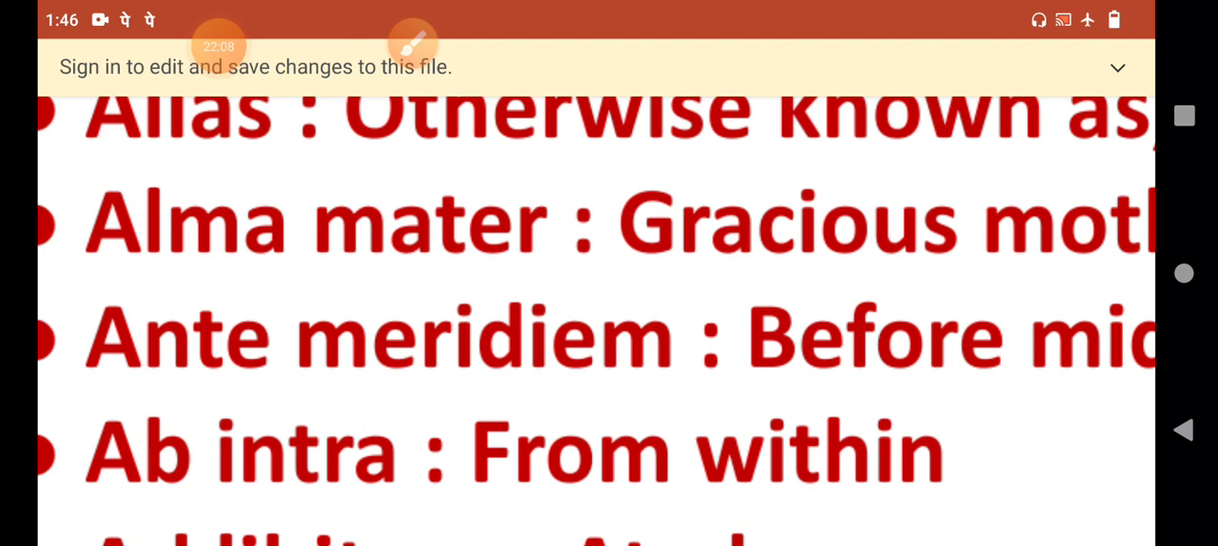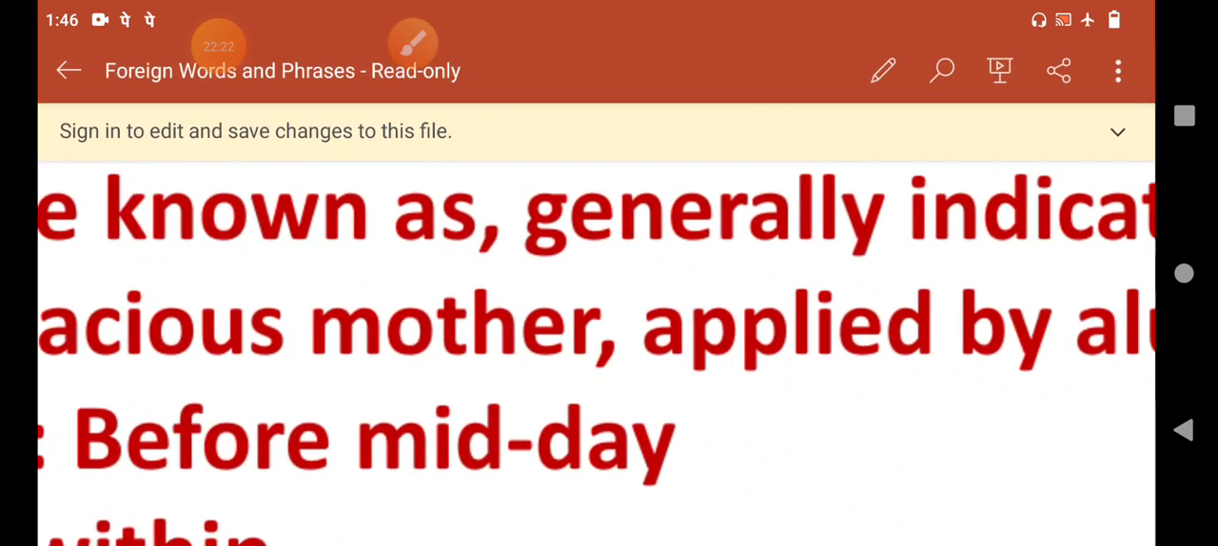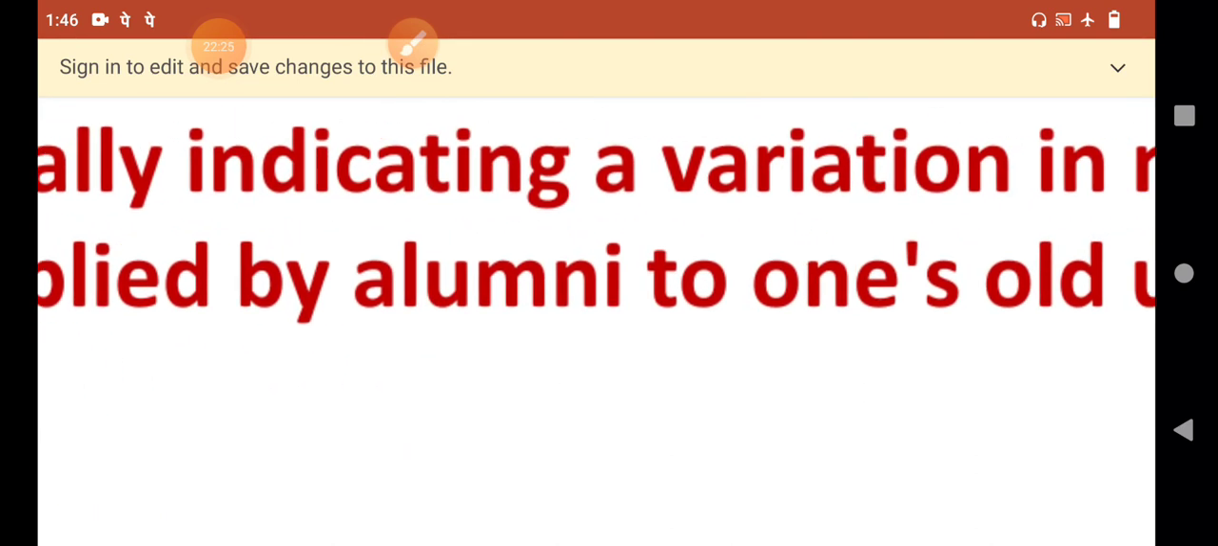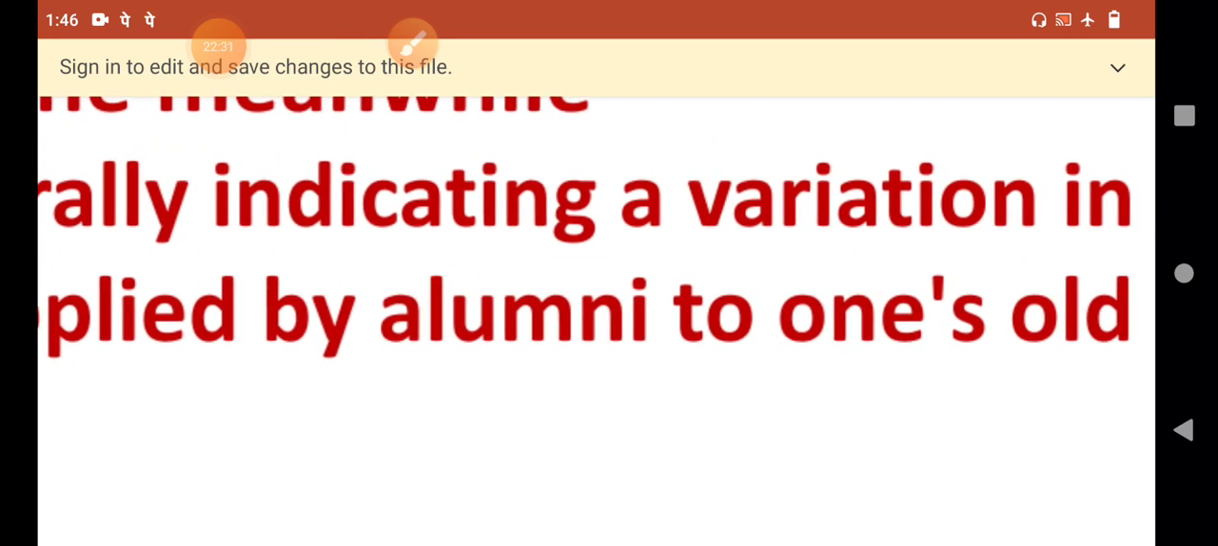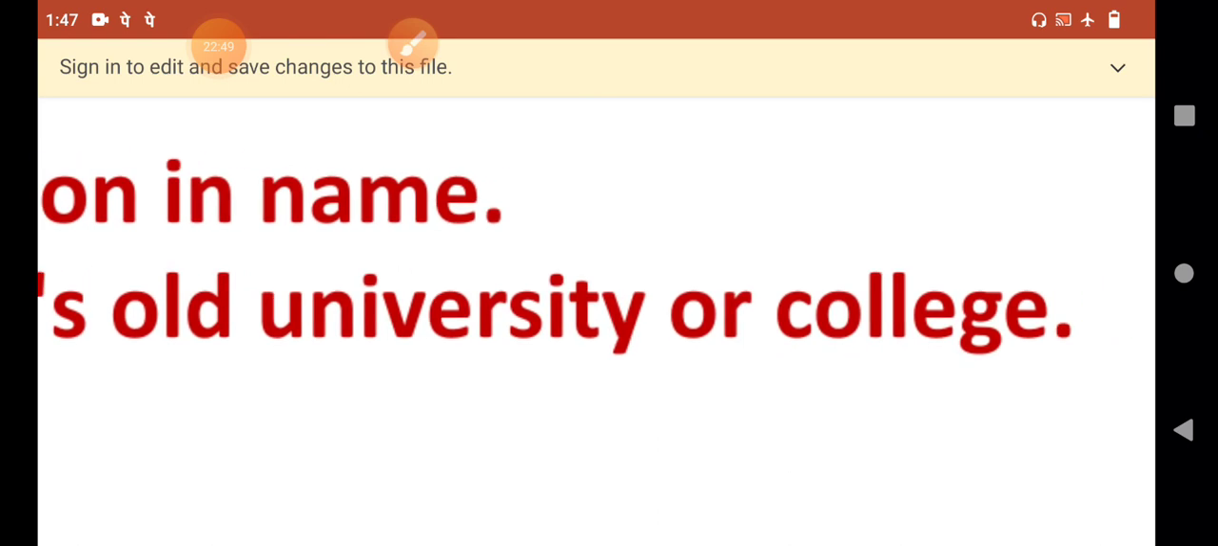The next foreign word is alma mater. Alma mater, both pronunciations are right. Alma mater means simply a gracious mother, or applied by alumni to one's old university or college. Here one word is there, alumni. Alumni means a former student of a particular school or college or university. Alumni to one's old university or college.